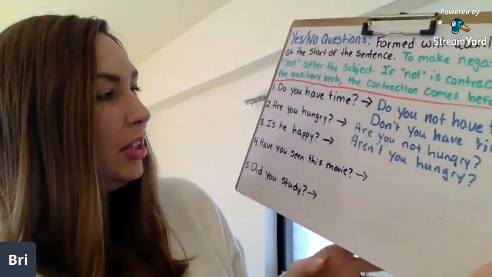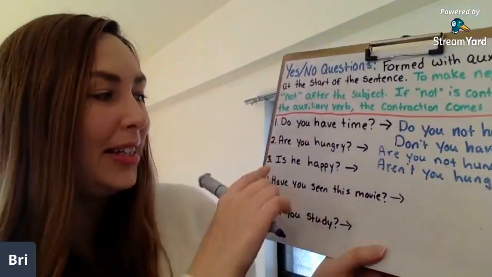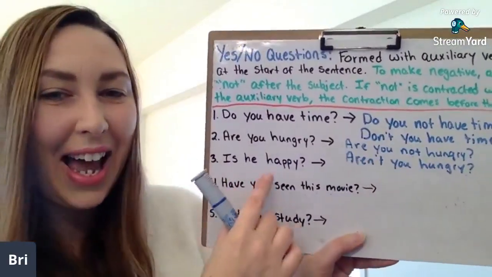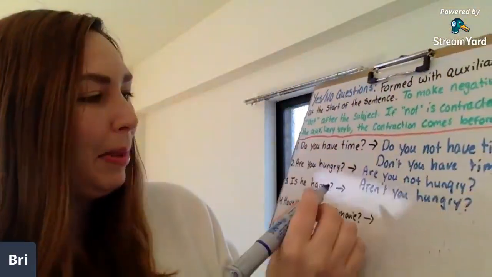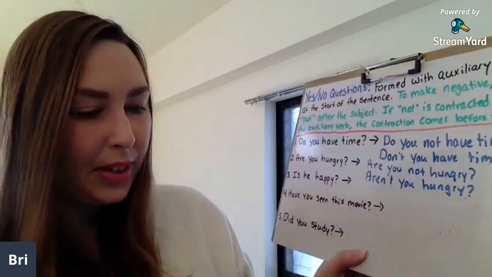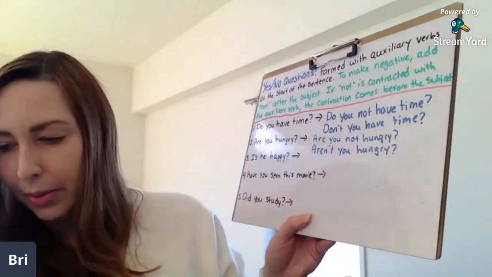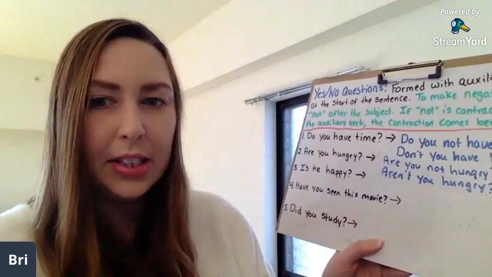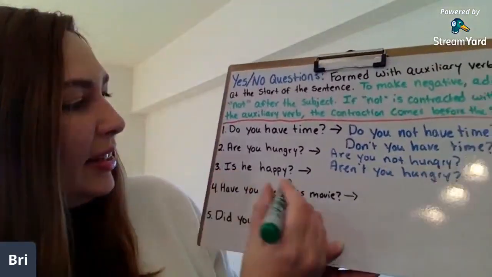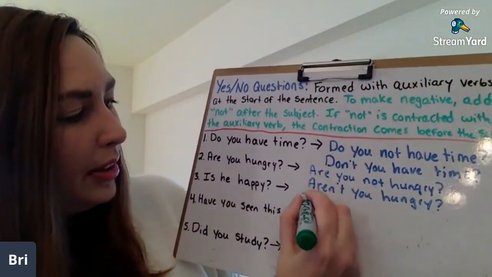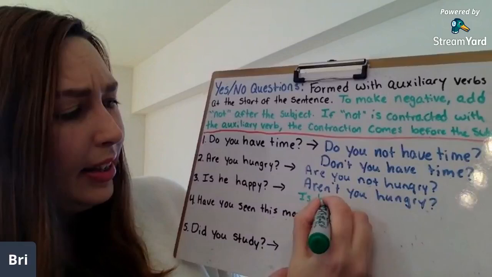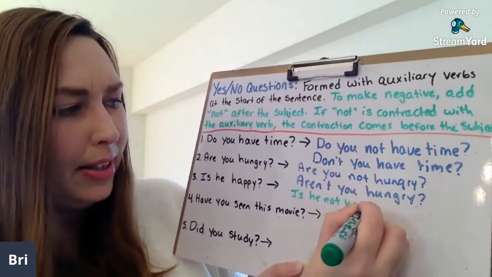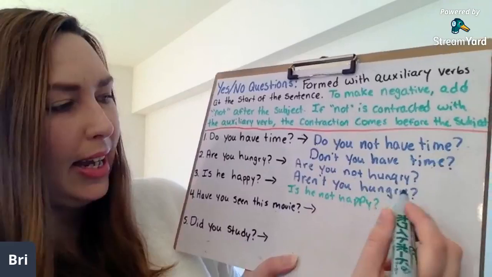So we can change it. Oh, I'm so sorry. I skipped. Is he happy? I'm so sorry. Is he happy? Oh, I'm running out of space. So we would say, here, I'll write it in a different marker so we can tell the difference, because they're getting scrunched together. Is he happy? So is he not happy? Is he not happy?